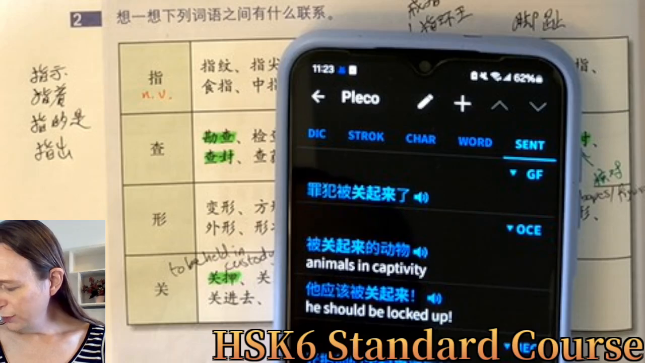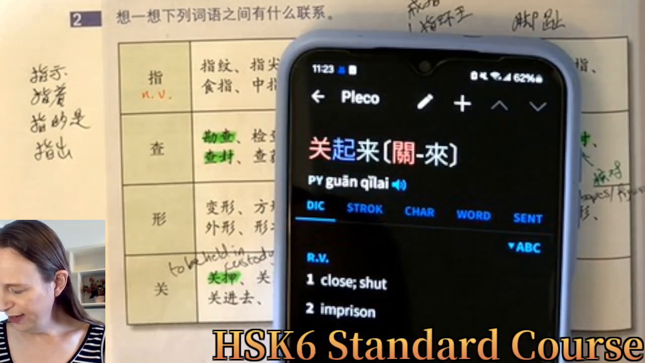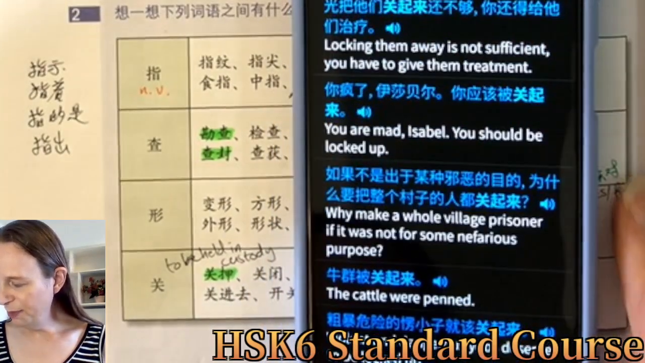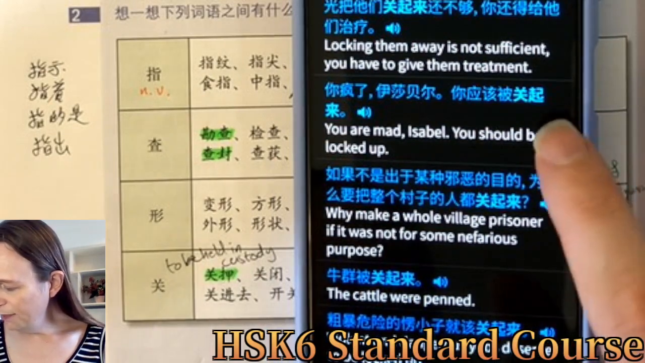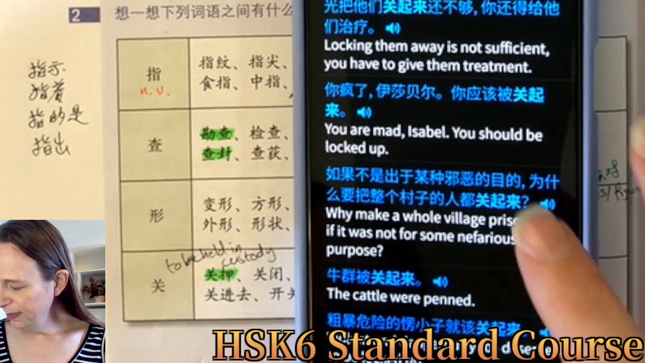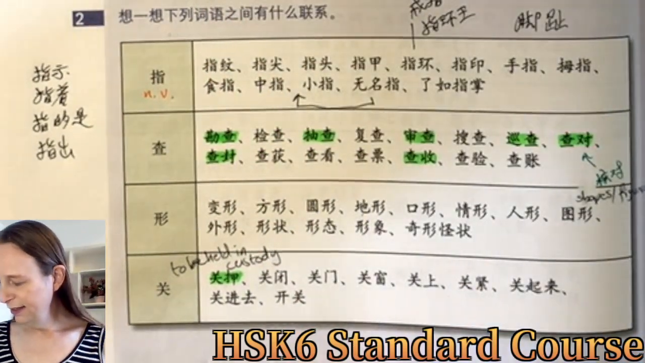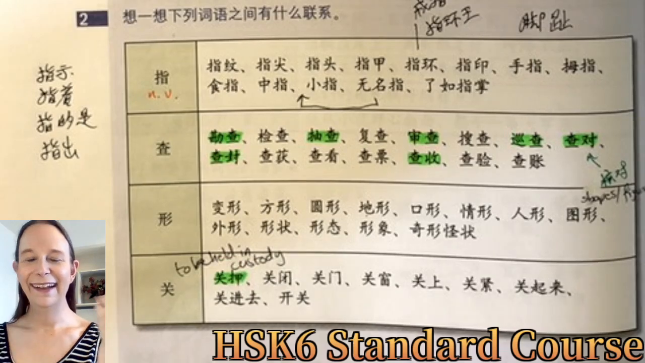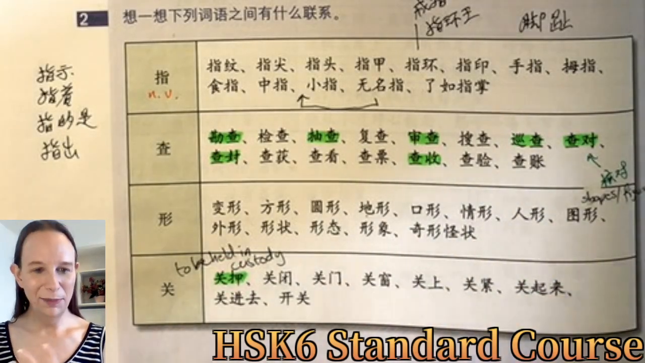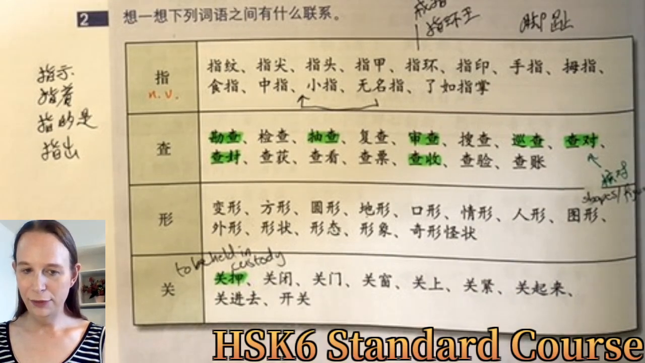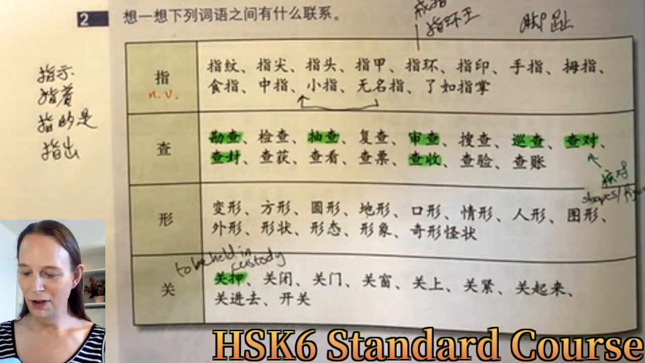罪犯被关起来了。被关起来的动物。它应该被关起来。Oh, okay. So here, there's another usage meaning imprisoned. So that's probably what they're trying to tell us. 你应该被关起来了。You should be locked up. 牛群被关起来。But 起来 is used as a kind of complement after a lot of verbs, not just 关起来. 关进去 sounds like it's the same thing. 关进去, it's like shut in or locked in.